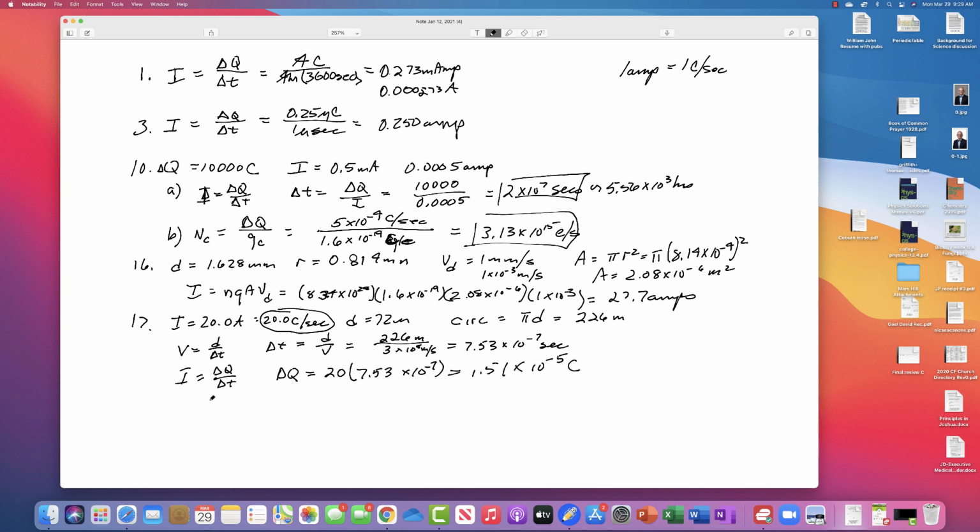And then Q, or the total number of electrons, is going to equal that number of coulombs times the number of electrons per coulomb, which is 6.25 times 10 to the 18th electrons per coulomb. That number there is just the inverse of 1.6 times 10 to the minus 19. And so if you do that, that equals 9.4 times 10 to the 13 electrons in this beam.